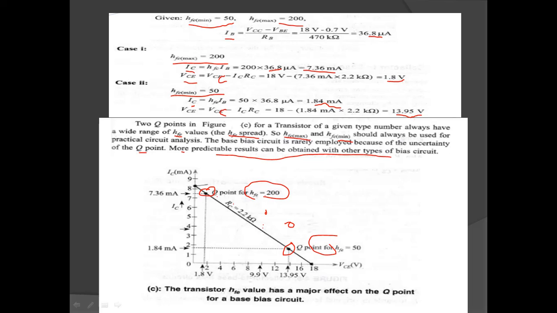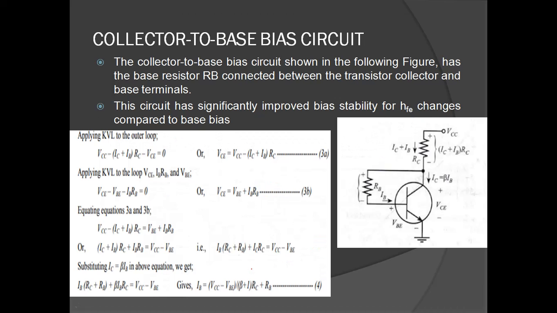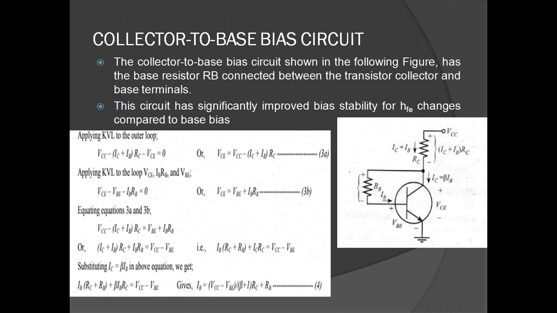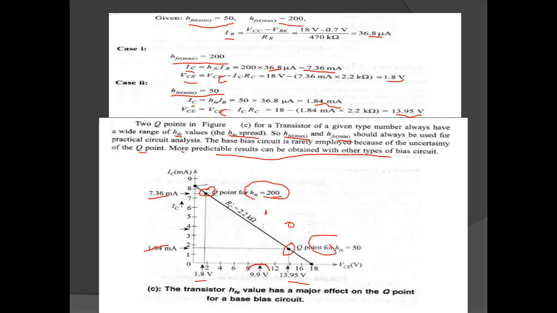So the Q point, when the graph is drawn for this example, for HFE 200 it is 7.36 milliampere, and when the gain HFE is 50, the current is 1.84 milliampere. The corresponding voltages are 1.8 volt and 13.95 volt. Similarly, in the previous case, when the HFE was 100, the voltage was 9.9 volt. So this is the Q point when HFE is equal to 100.